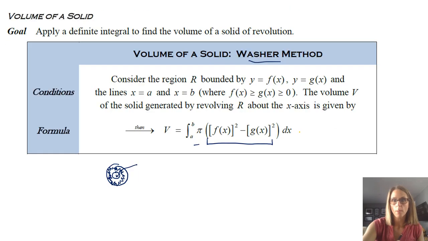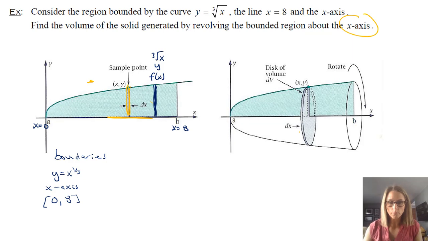However, coming back to what I just mentioned over here, in this case it's the disk method because your boundary region here, your plane, is the x-axis. So the function goes from the function to the x-axis. And because of that, that's telling you disk method, not washer method. And that is section 5.3.